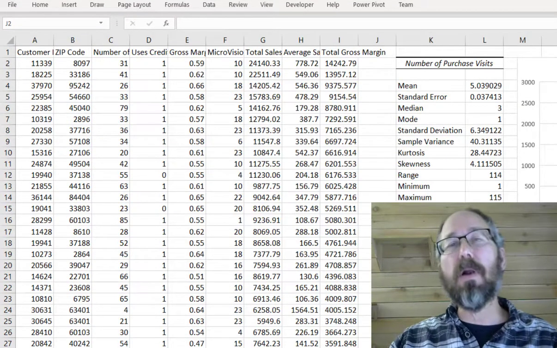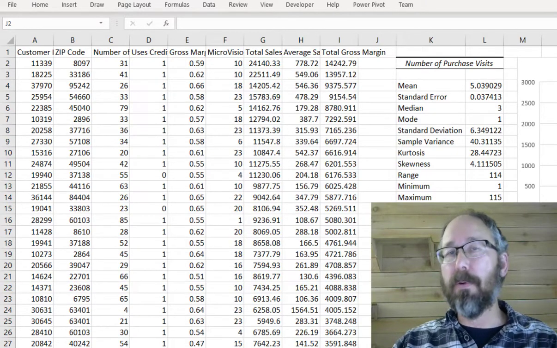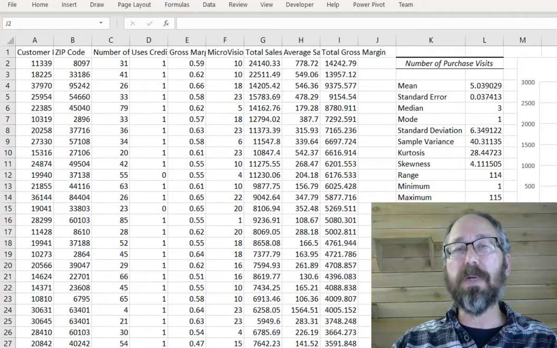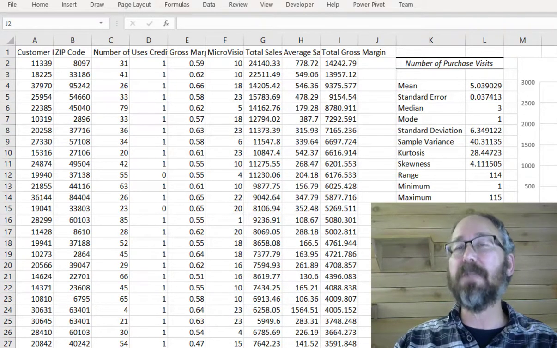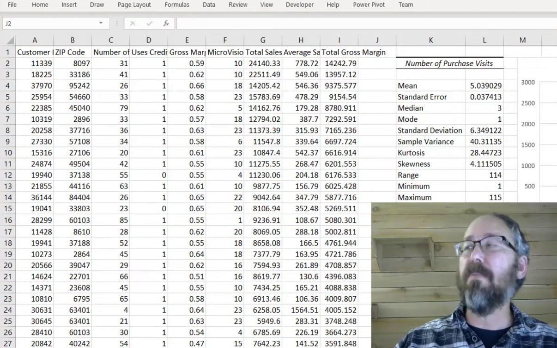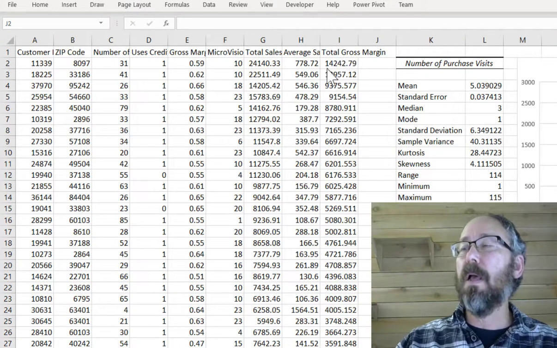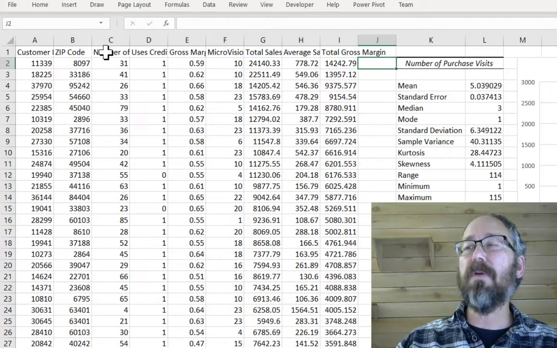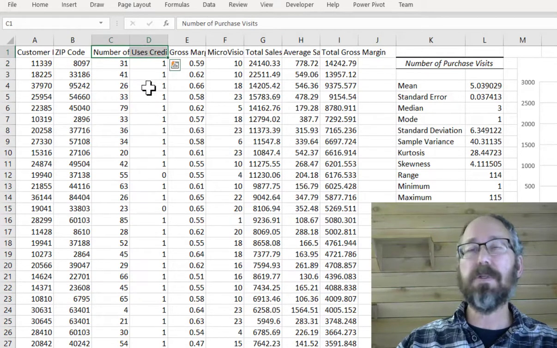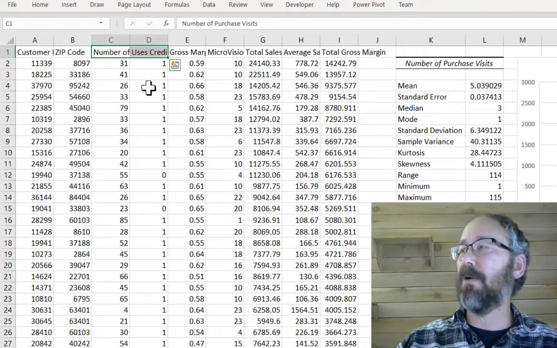The examples so far have been for a simple linear regression using one of those predictor variables. So let's try a multiple linear regression with multiple predictor variables. Now our response variable is going to be the same with total gross margin, but let's use both number of visits and uses credit cards as our predictor variables.